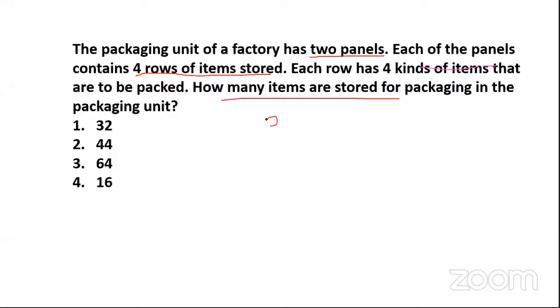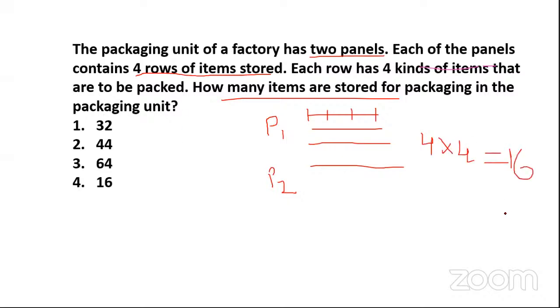So we have two panels. This is panel 1. This is panel 2. Clear. So each of the panel has 4 rows. 1, 2, 3, 4. Each row has 4 kinds. 1, 2, 3, 4. So 4 rows, so 4 cross 4. 4 into 4 is 16. How many panels? Two panels. So 16 into 2 is 32. See the option that is in option 1. That's it. So have a glance on the solution.